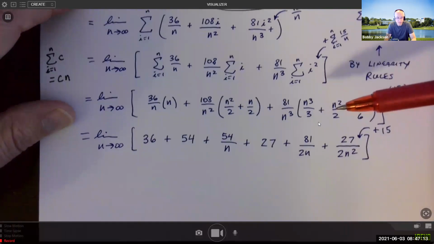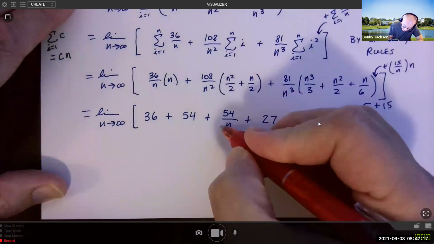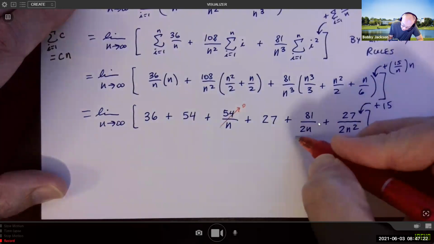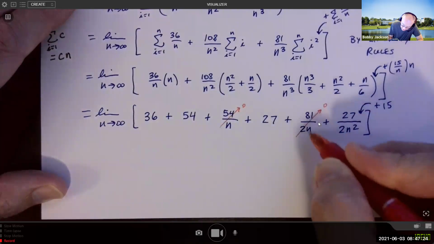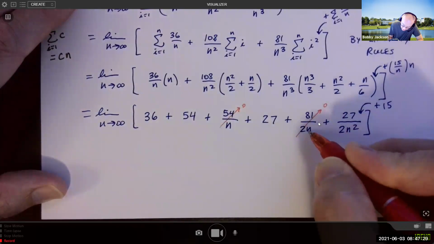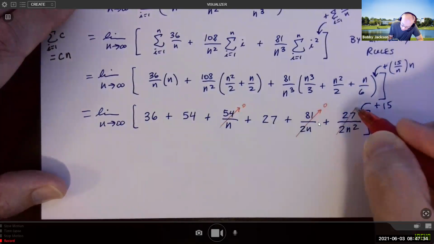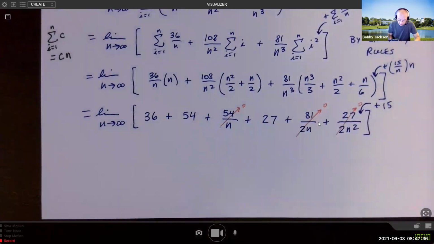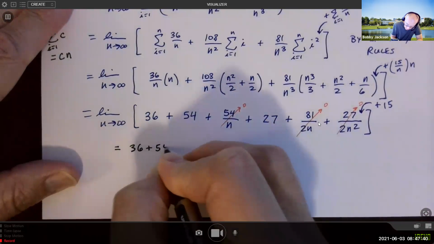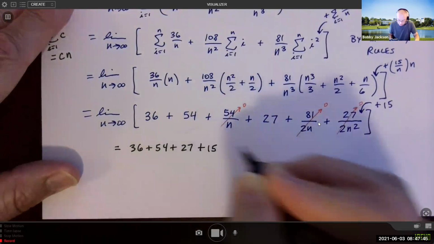All right. So now we're ready to take the limit. As n goes to infinity, what do we know about 54 divided by n? Well, that's clearly going to go to 0. What do we know about 81 divided by 2n? That's going to go to 0 because, again, as n gets bigger and bigger, 81 is divided by a bigger and bigger quantity, right? And that overall is going to go to 0. Same thing here, 27 divided by a bigger and bigger quantity is going to 0. And basically, we just have all these constants, right? So that we're going to get 36 plus 54 plus 27 plus 15, right?